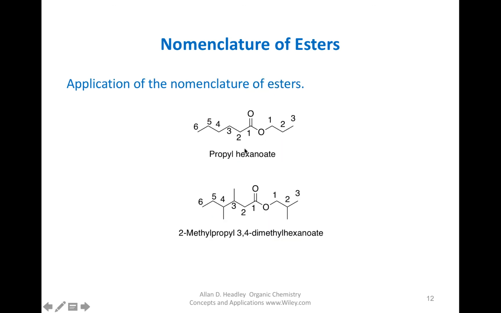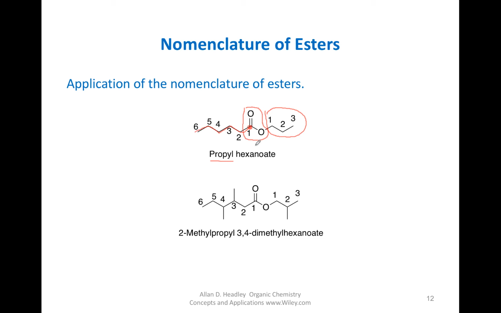Here's some examples. So here's the ester right here. Here's the alkyl group that's bonded to the ester, 1, 2, 3. So that's a propyl. That comes first. Here's the other portion of the molecule known as the alkanoate. This is carbon number 1. So 1, 2, 3, 4, 5, and 6.